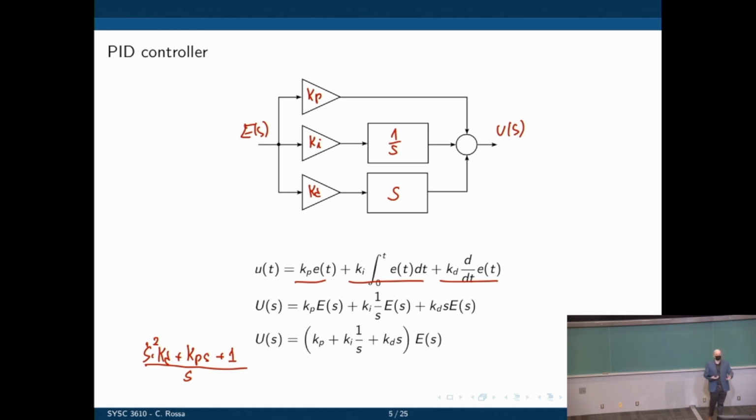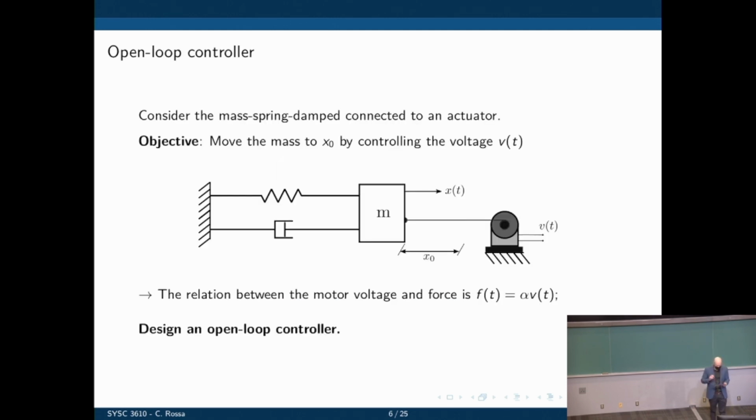Artificially adding zeros and poles to the system to make its behavior follow the desired input. Now let's see what each of these elements here do. To do that, let's consider this example. We have a mass spring damper system, or simply a mass that is connected to a spring and it lies on a plane with friction.